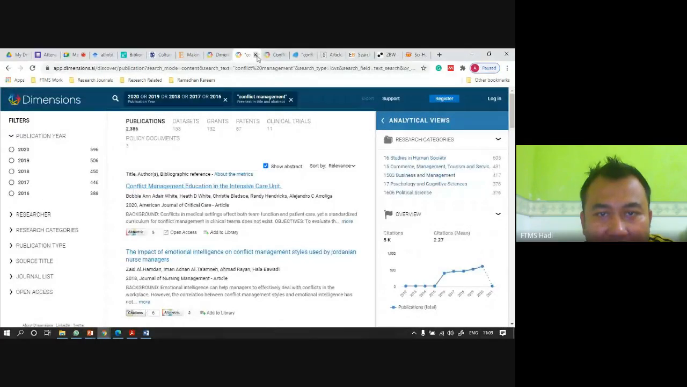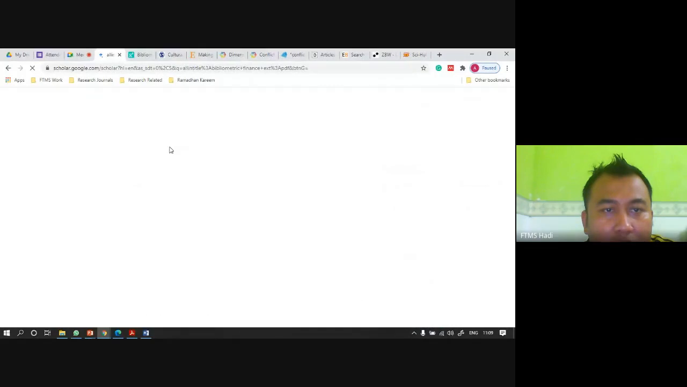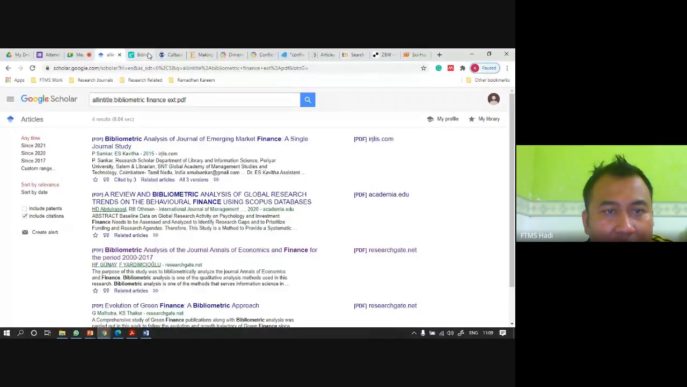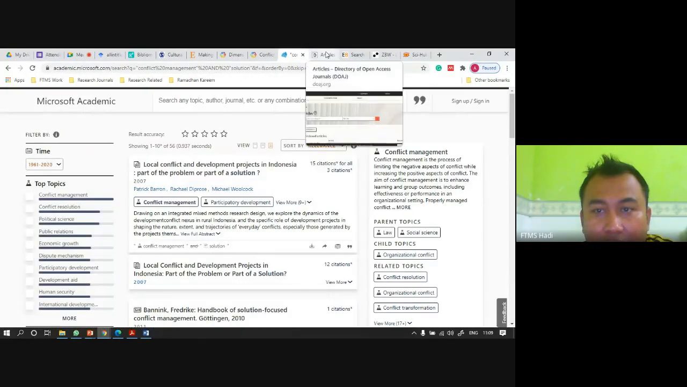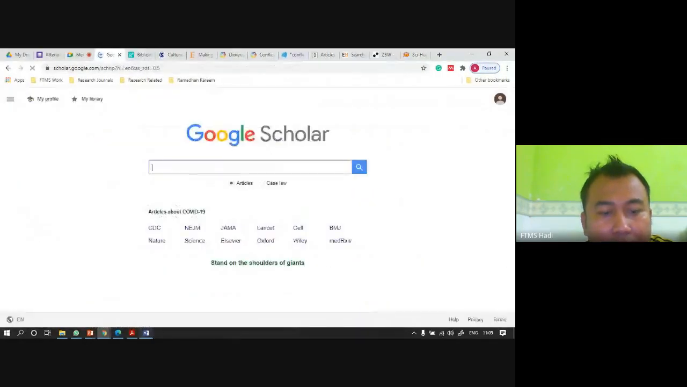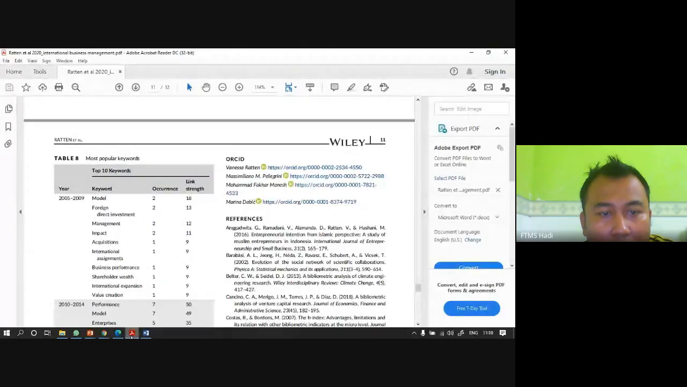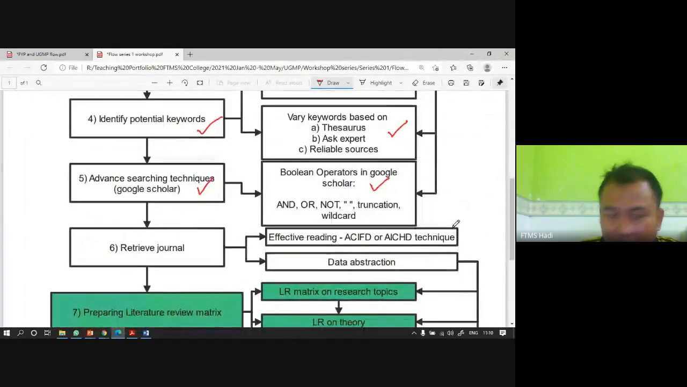Sorry, Dimensions. Yeah. Okay, but earlier we were talking about Google Scholar. I hope that Google Scholar is a basic starting point for you to take the journals that you want. Okay, retrieve journal, done. I already showed how to save and so on.